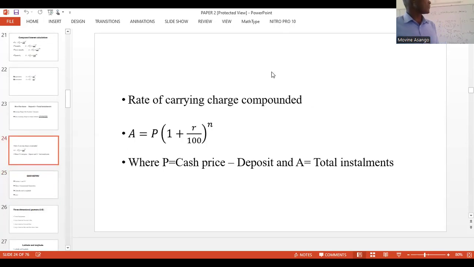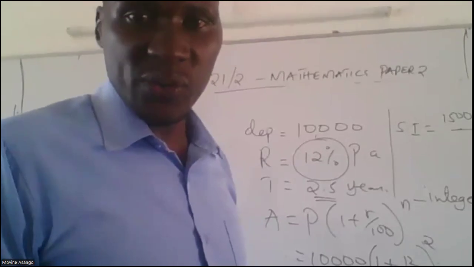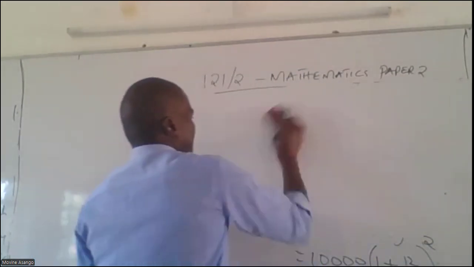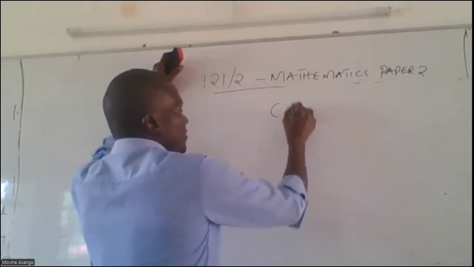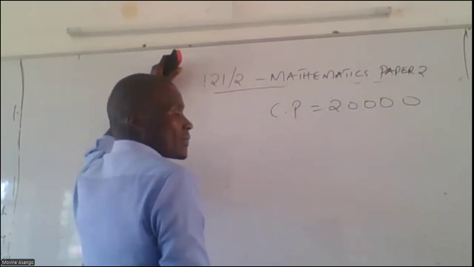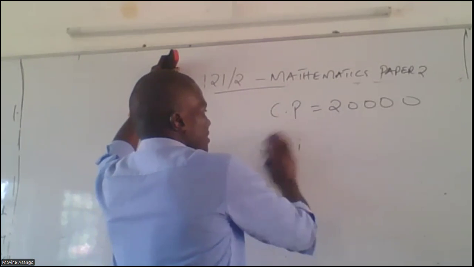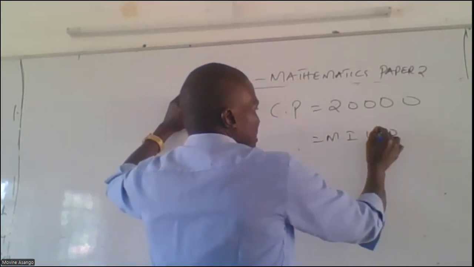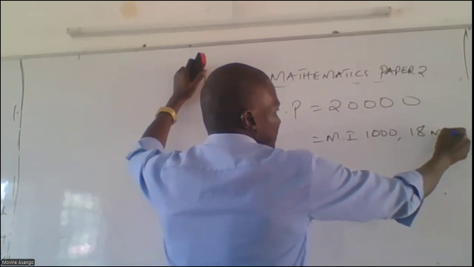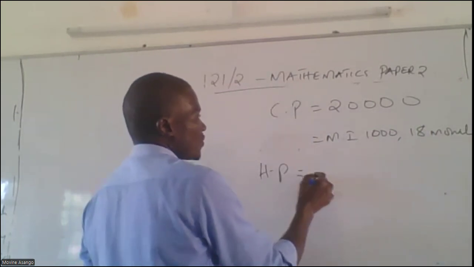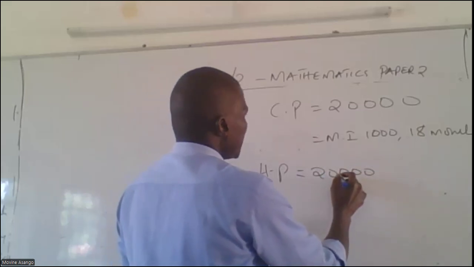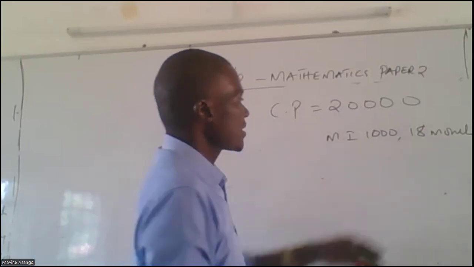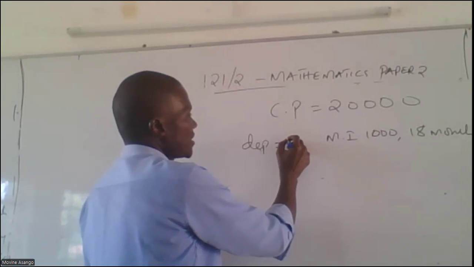So how do we calculate the rate of carrying charge? Let me take this example. An item was costing, let's say, a cash price of 20,000. Then the monthly installment was 1,000 times 18 months. So the cash price is 20,000, and then I have a monthly installment of 1,000, 18 times, but I gave a deposit, let's give it 15,000.